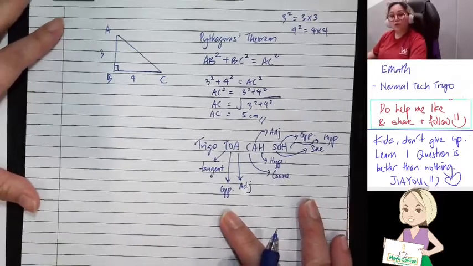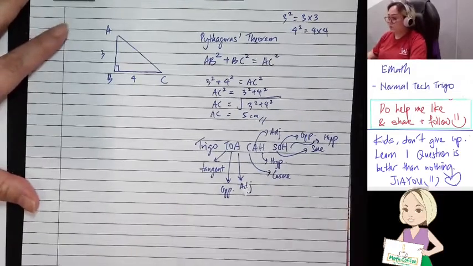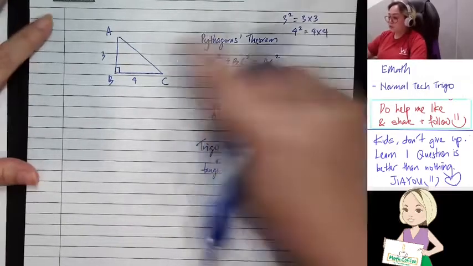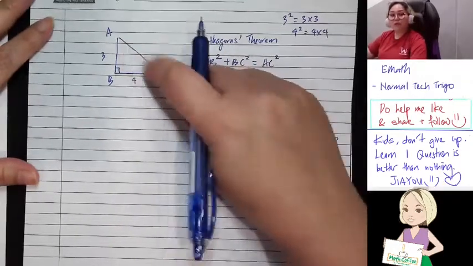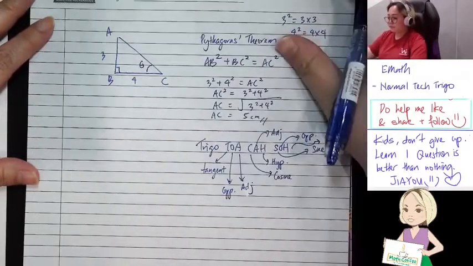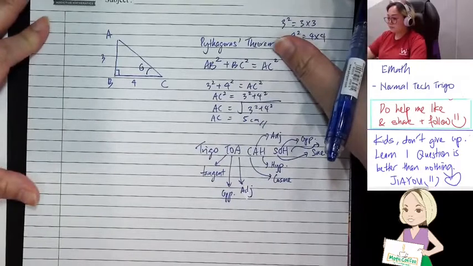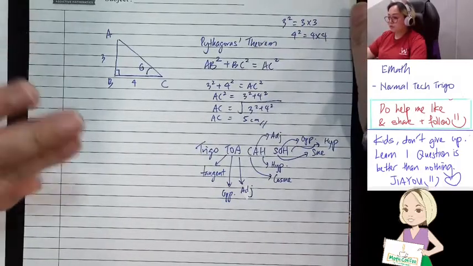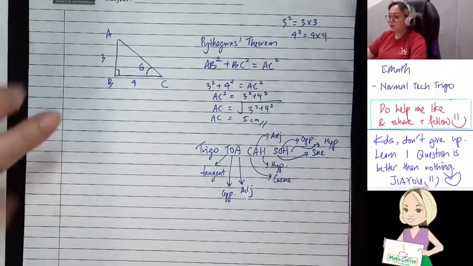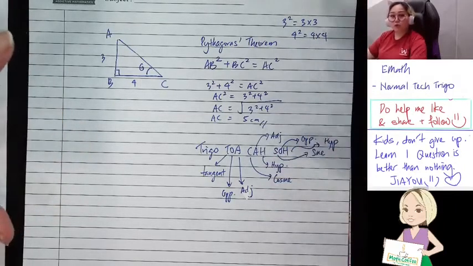So how do you use this TOA CAH SOH? First, you need to know what the angle reference is. In a right angle triangle, there are only two angle references here. I shall label this as theta. Yes, O-level students can also listen. Trigo is learned throughout the whole stream, but today I will talk about very basic trigo, how to use TOA CAH SOH.